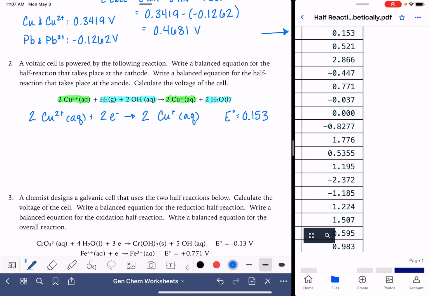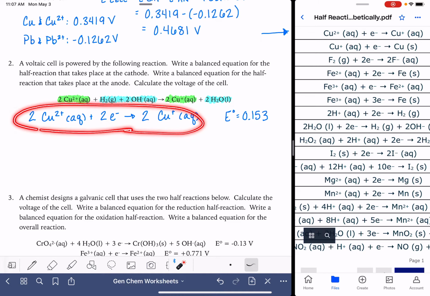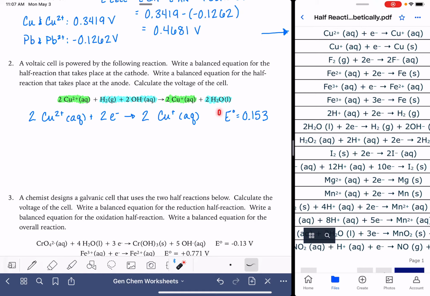Now, in terms of voltage, even if we make a modification to the stoichiometry of a reaction, we don't ever do anything to the value of the voltage from the cell. So no matter what you might be doing to the half reaction in terms of coefficients or turning it around, this number always stays exactly the same. So here's one of our half reactions.